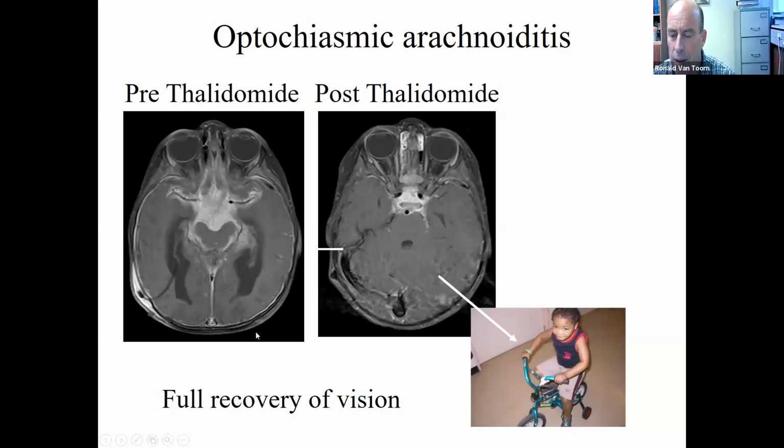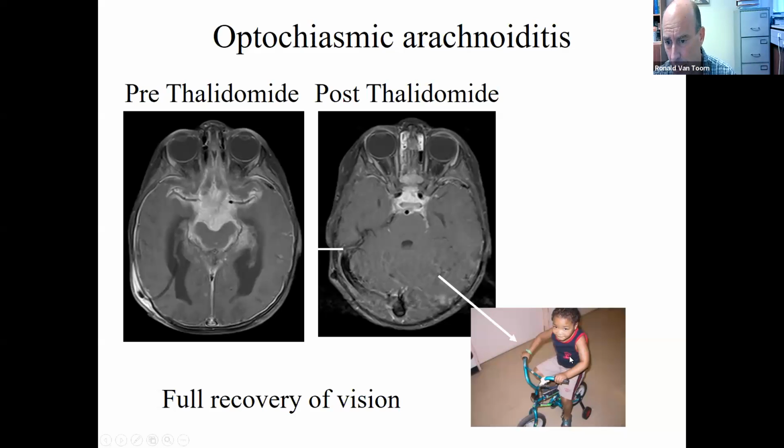And this is classically the patient that presents during the acute phase, often on steroids, with fixed dilated pupils. And if you do fundoscopy, there's pallor of the optic discs. And in these patients, you need to give thalidomide as soon as possible. We've probably treated about 15 patients that had this complication, and it's also been used in India especially, and we're able to salvage vision in all our patients.